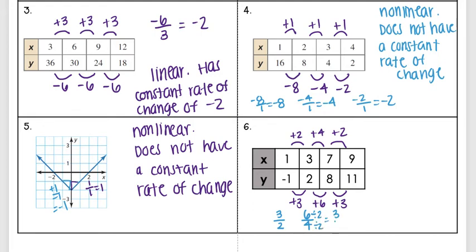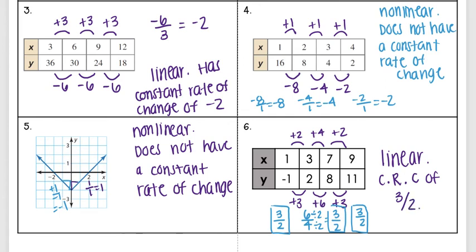And so I see I can divide 2 from top and bottom. And what do I come out with? I come out with 3/2. And then my last one, again, my difference of y over my difference of x, I get 3 over 2. And so I see, even though there are different numbers here, when I took those fractions and reduced them, I came out with the same number. And so that means that this one's actually going to be linear, because it has a constant rate of change of 3/2.